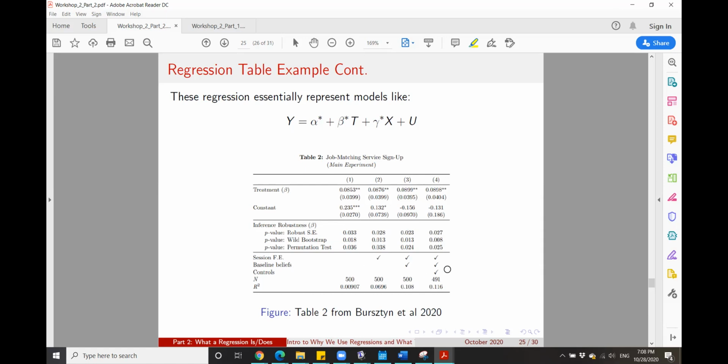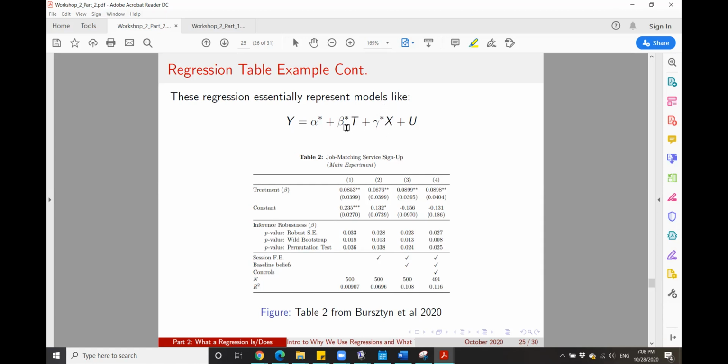Down here, you'll often have these check mark things where it'll tell you what else is included. So here it's saying that this first model doesn't include any of these, and this model only includes the session fixed effects. This model includes session fixed effects and controls for baseline beliefs. This model includes both of those and also controls. They list out what these variables actually include elsewhere, but it's not particularly relevant for our ability to understand the basic idea of this table. Those would all go into this x variable over here.